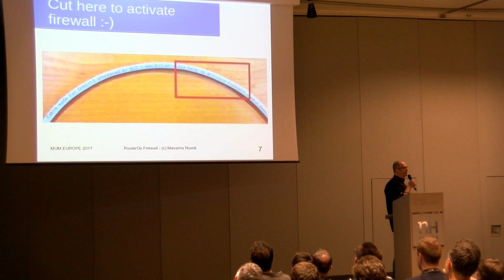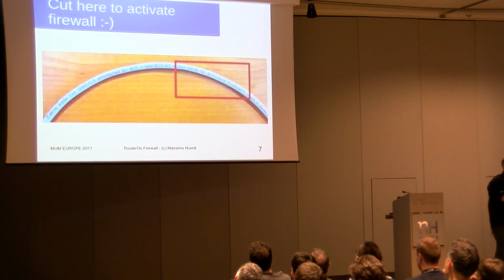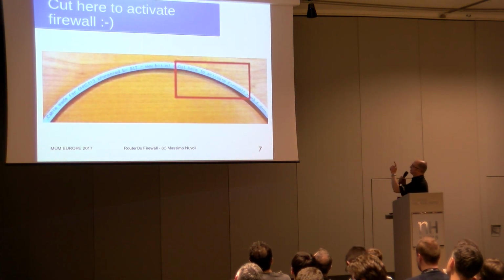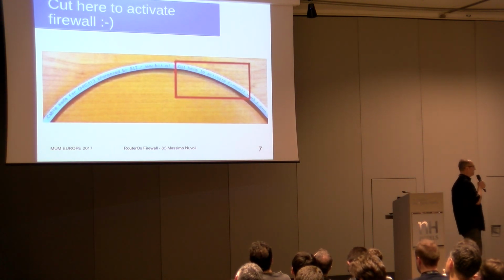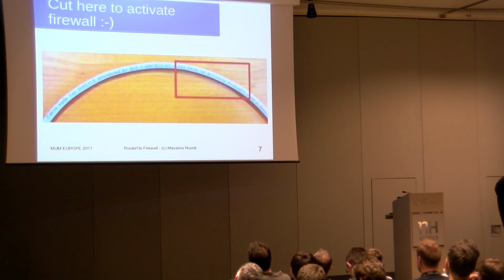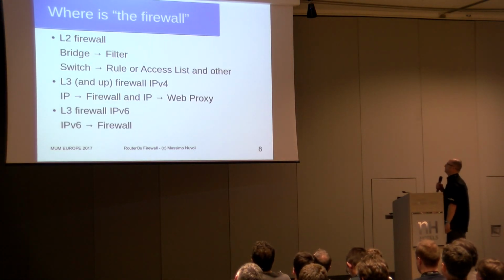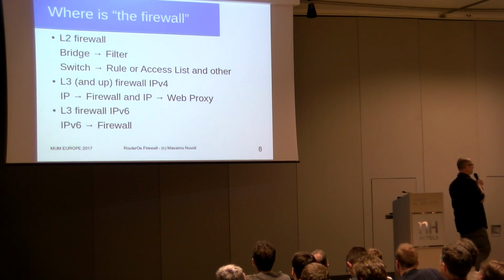Then, this is the most powerful firewall that you can have in your network. It's difficult to read because it's small, but it shows a cable to activate the firewall. If you cut the rope, there is no network. This is a level 1 firewall. Just kidding. Then, the firewall in a RouterOS device can also be a level 2 firewall.